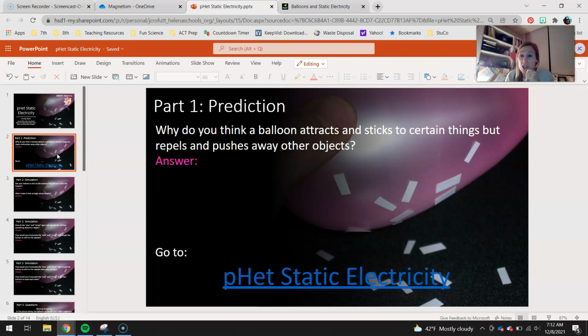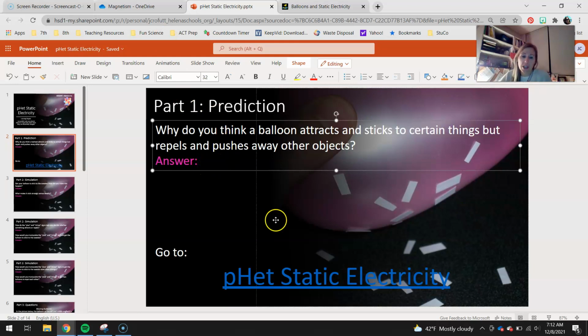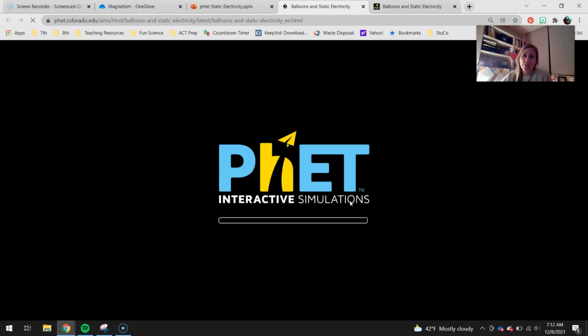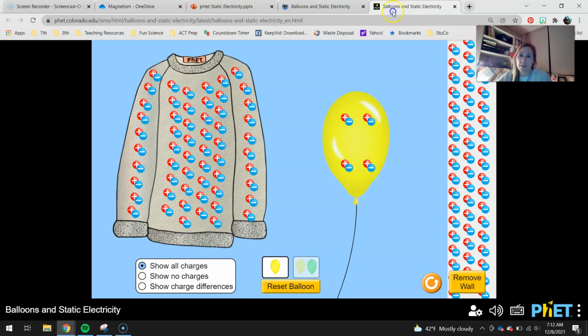It's part 1, a little prediction you're going to make. Why do you think a balloon attracts and sticks to certain things but repels and pushes other objects away? If you take a look at this background picture, you can see a balloon picking up a bunch of little pieces of paper, whereas we might also see balloons push each other away. When you do the static electricity lab stations, you'll see that in one of those stations as well. Okay, go ahead and answer your prediction, and when you're ready, you can move on to the link for PhET static electricity, which looks something like this.